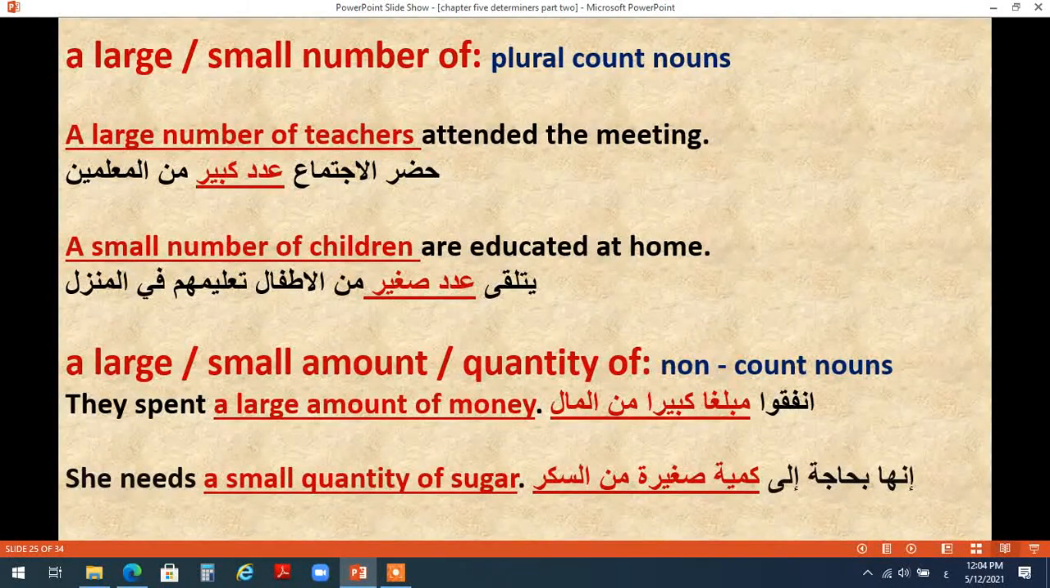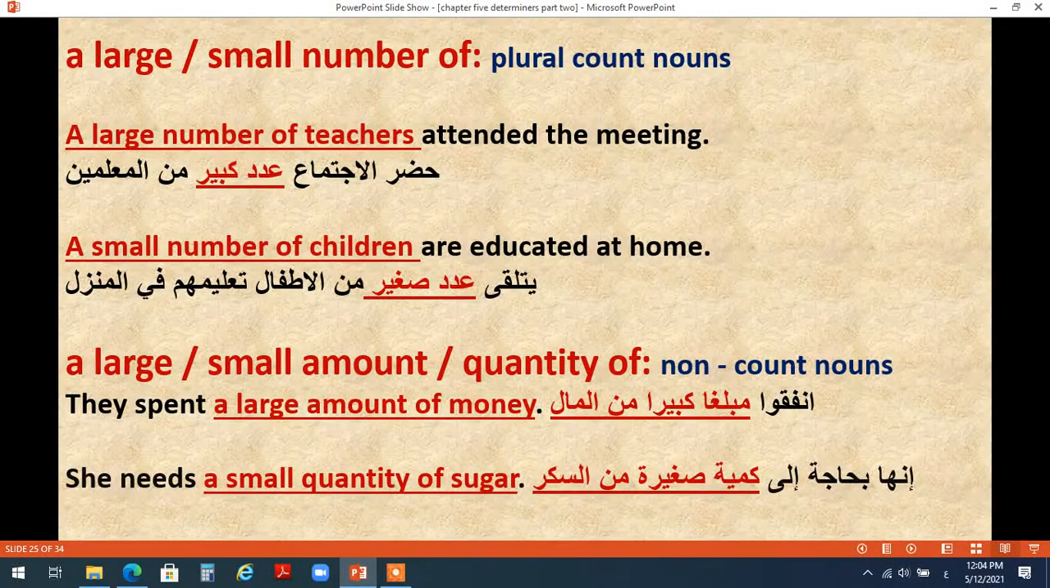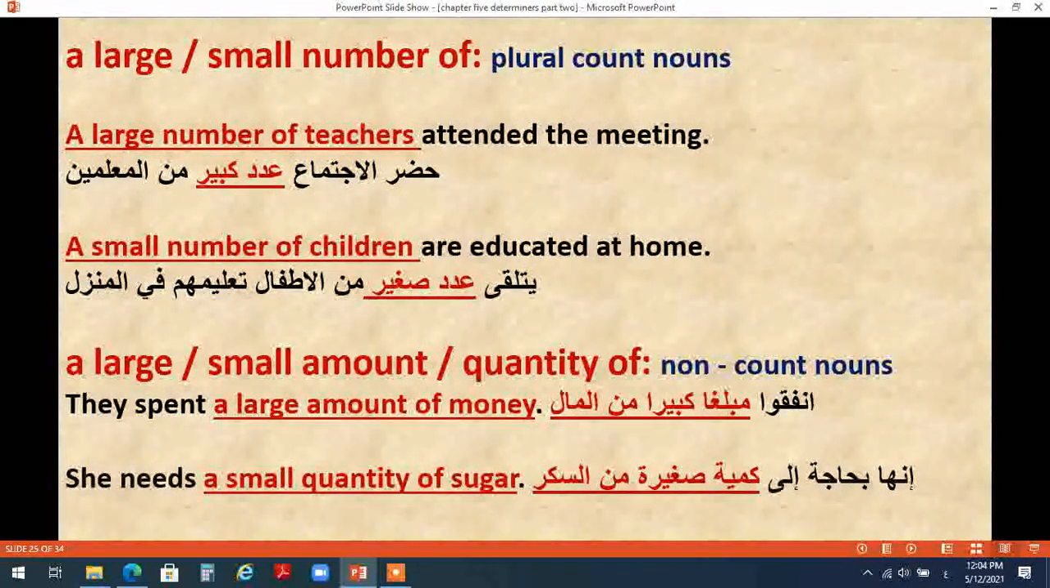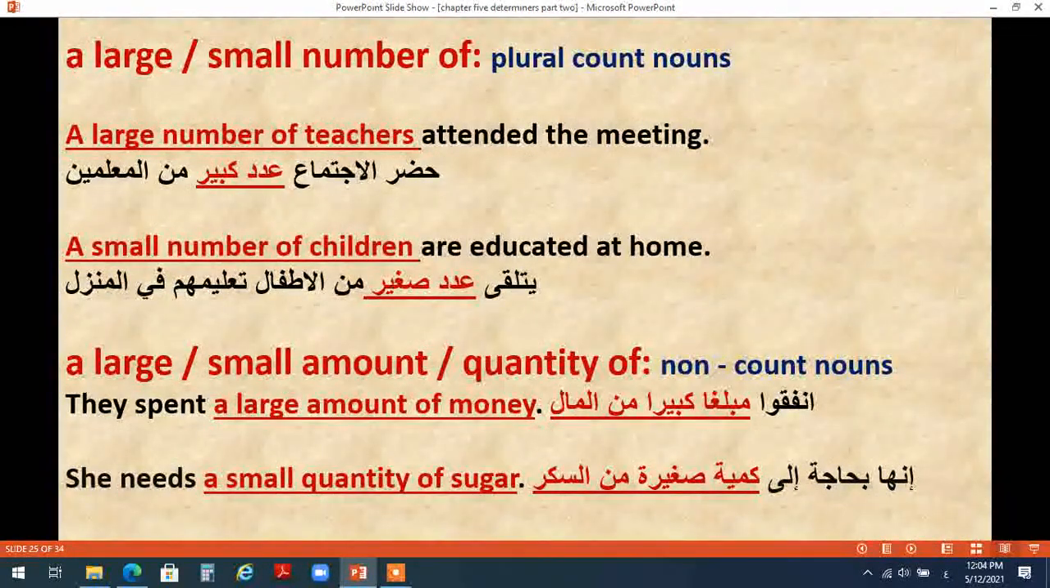A large number of or a small number of is followed by plural count nouns. A plural count noun always comes after it. A large number of teachers attended the meeting. Or we can say a small number of children are educated at home. We also notice that the word number is inflected for case; it can appear in the nominative, accusative or genitive depending on its grammatical position.